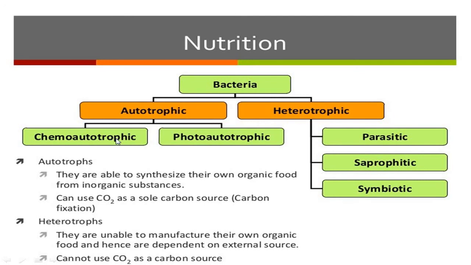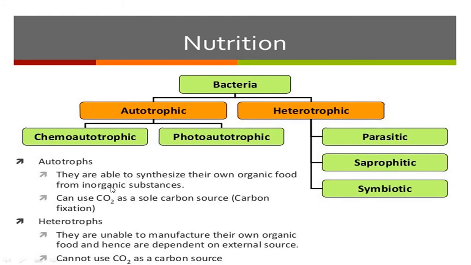Autotrophs are again of 2 types, chemoautotrophic and photoautotrophic. Chemoautotrophs are those that synthesize their food with the help of certain chemicals, and photoautotrophs can use sunlight. Heterotrophs are again of 3 types, parasitic bacteria, saprophytic and symbiotic.